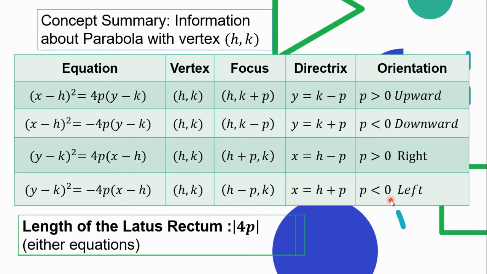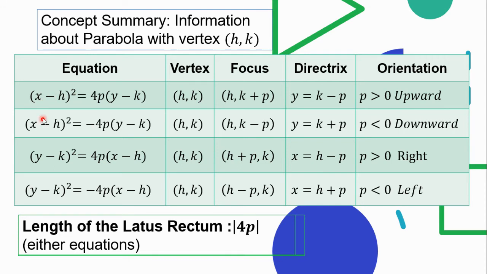Okay, so this is the summary of the parabola and its orientation. If our vertex is at (h, k), we have this equation: the quantity of x minus h squared equals 4p times the quantity of y minus k. So our vertex here is (h, k). Our focus is (h, k plus p). The directrix is y is equal to k minus p. So if p is greater than 0, then it opens upward. If p is less than 0, it opens downward, so it becomes negative 4p.